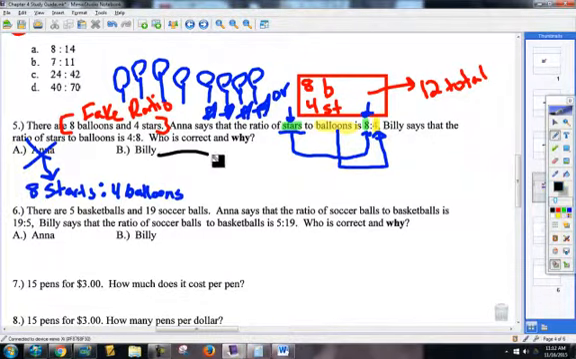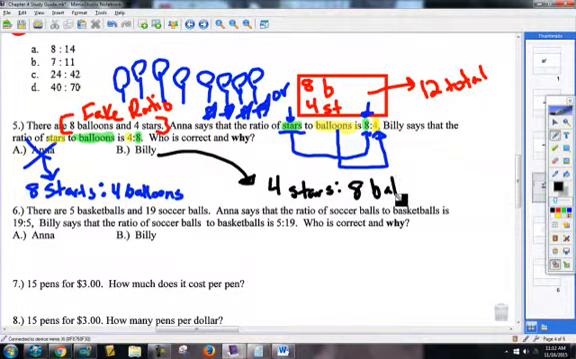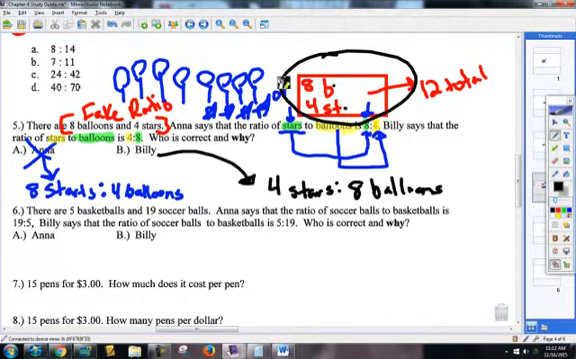Now, let's talk about what Billy said. Billy said that the ratio of, again, he gave stars first, just like she did. 4 must go with stars, correct? And then balloons come second, so the second number goes with the second label, right? So what Billy is saying is that there are 4 stars to 8 balloons. So obviously, is that one the correct one? Right? Because as you look, there are 8 balloons and 4 stars.